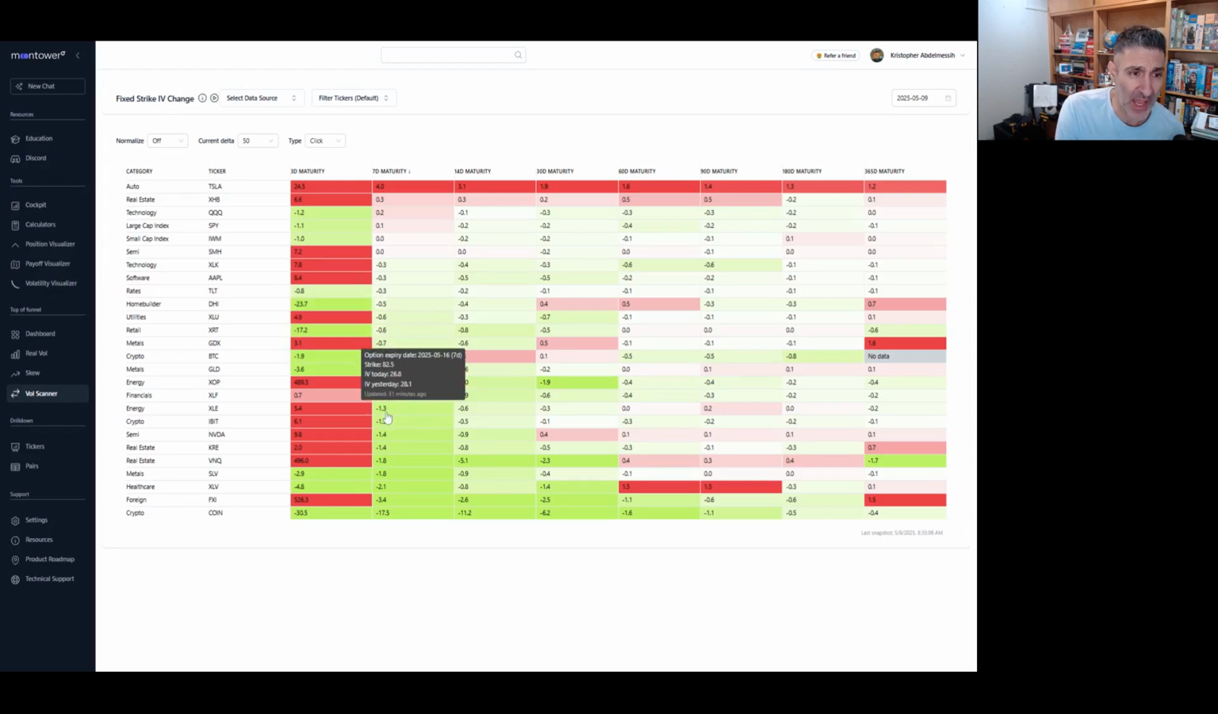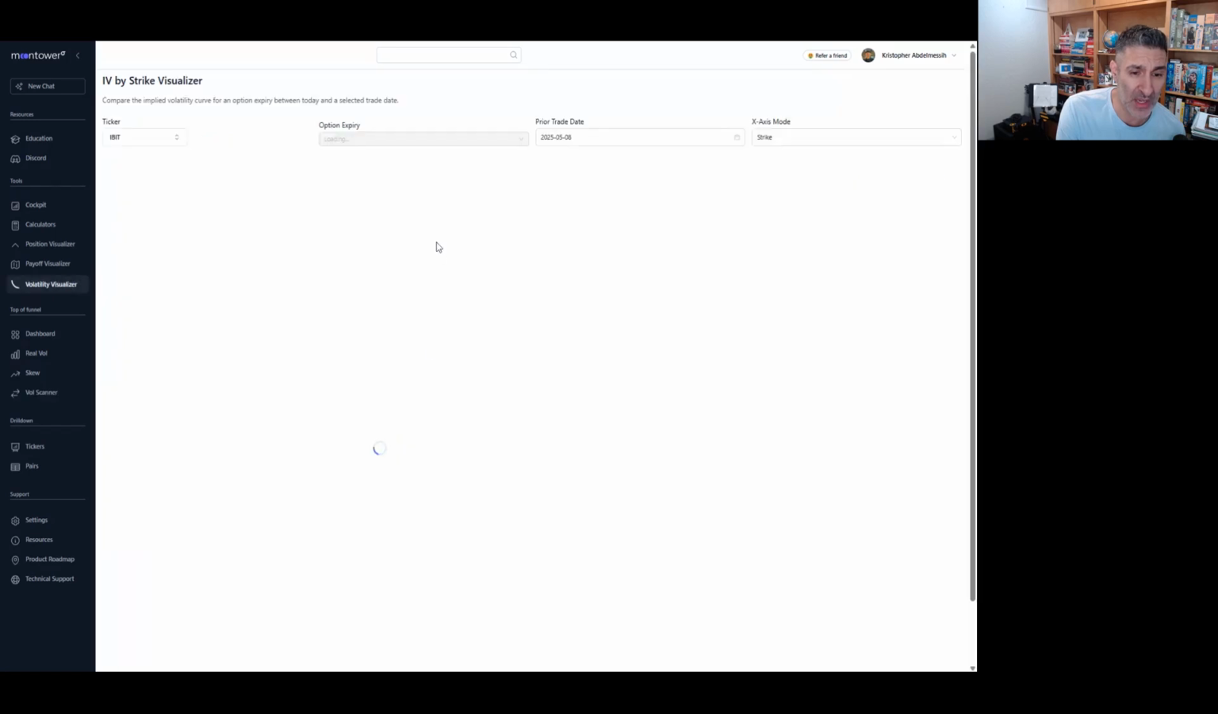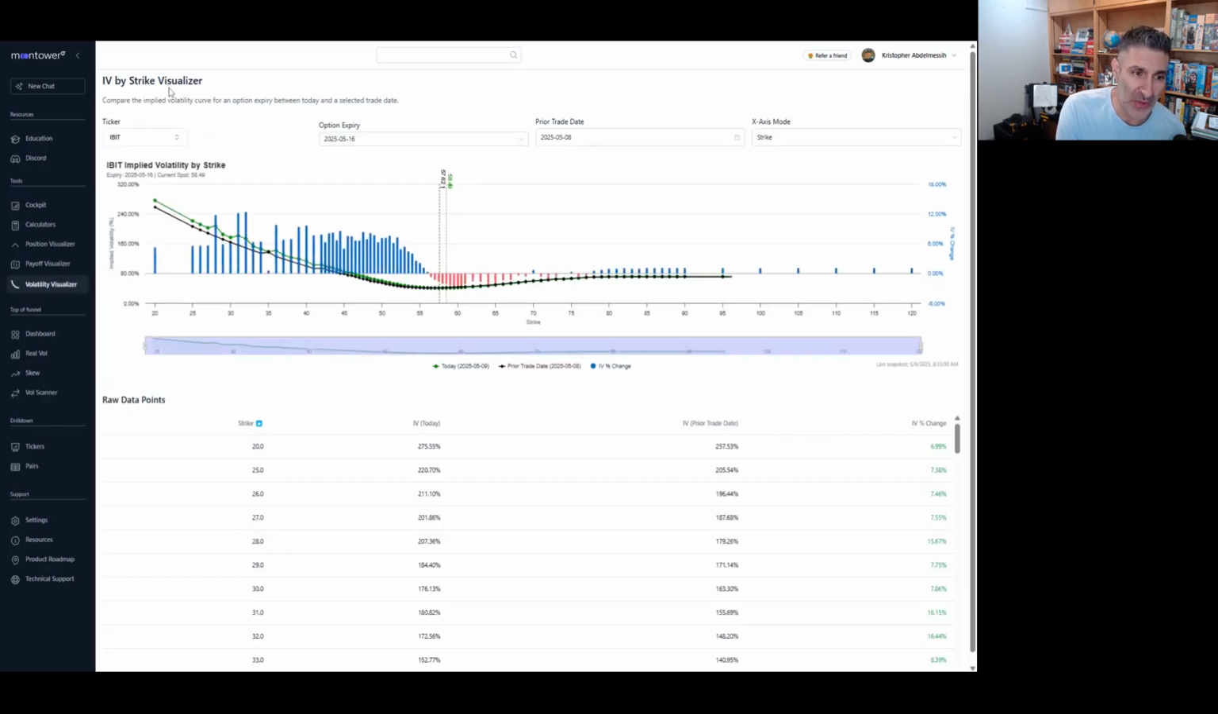Now here's the feature we added. Remember, I said we added this thing called Volatility Visualizer. You can use this thing as you want, but you can actually access it right from here. If I click on this IBIT cell, it's going to take me to the strike visualizer. Remember, that cell was telling me what's going on in the 50 delta option and the 58.5 strike. But here we get the whole surface, so we can see a very granular view of what's happening on the surface.